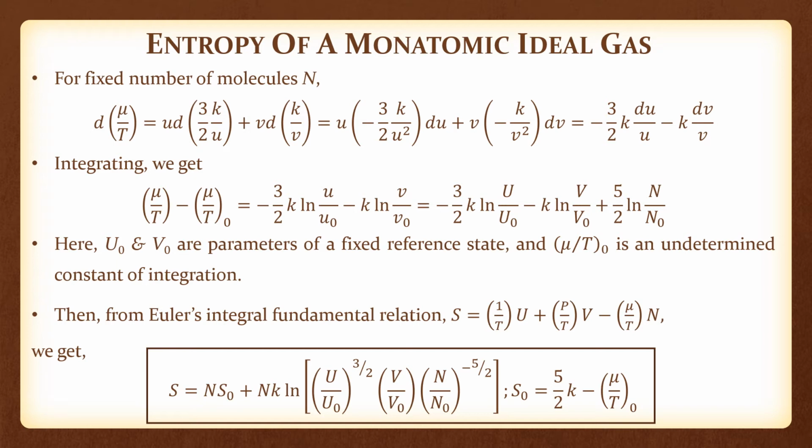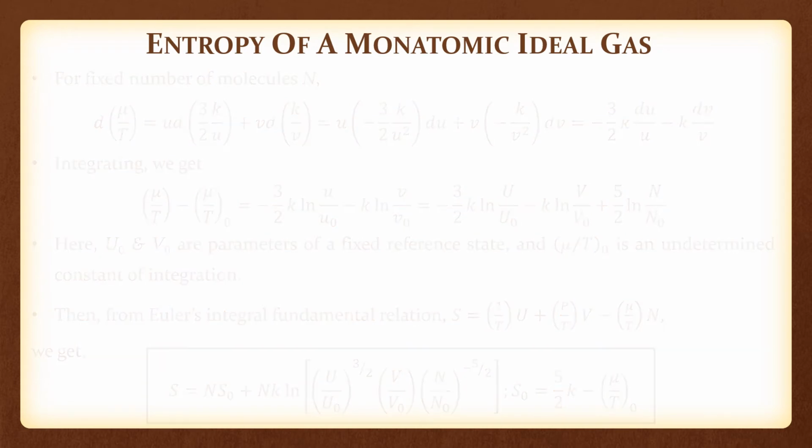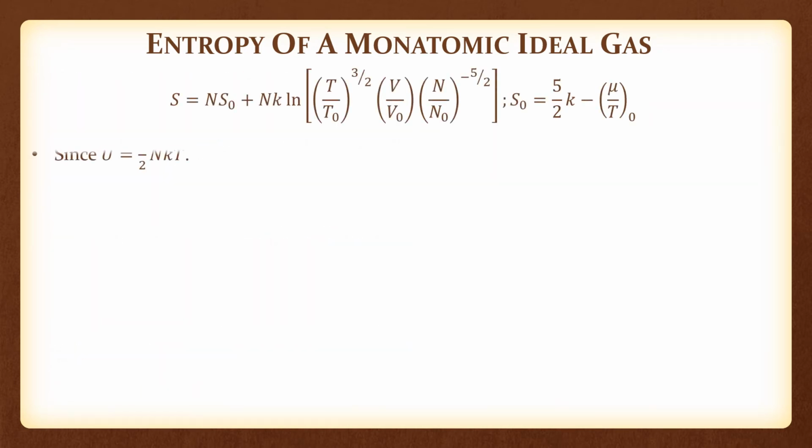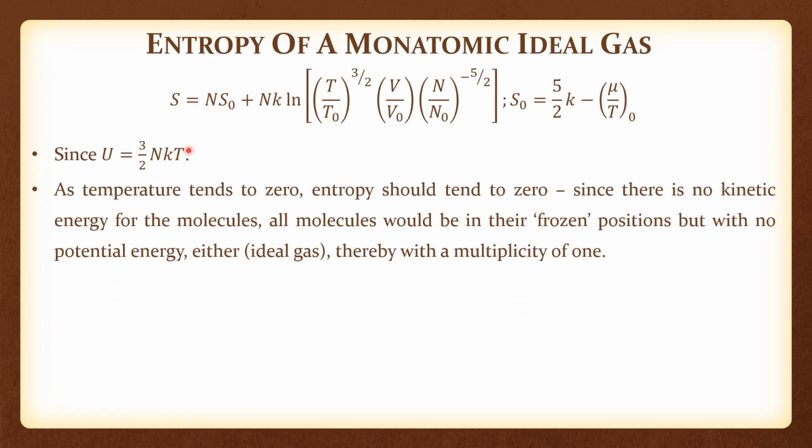Now let's try and understand what we are able to gather from this relationship for entropy of a monatomic ideal gas. Since U is 3 by 2 NkT, as temperature tends to 0, we know that entropy should tend to 0. There is no kinetic energy for the molecules. All the molecules will be in their frozen positions, but no potential energy of interaction. So there is only one way in which that state can be created. That multiplicity will be 1 and the ln of W will be 0, S should be 0.